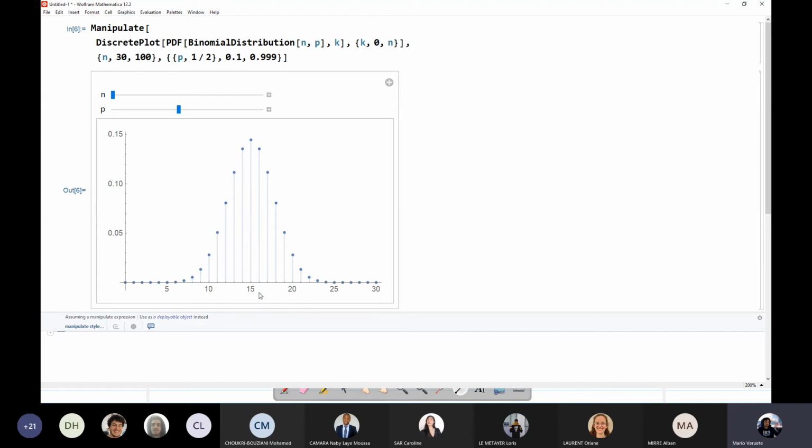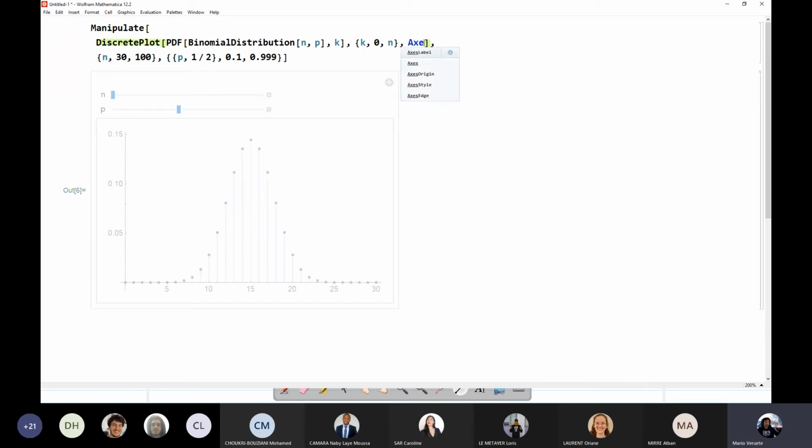As you can see here in X, you have the value of K. Maybe I can actually add the axis labels. The axis label is K, and the probability that X equals K. Right, this is a weird keyboard. The probability of X equals K.